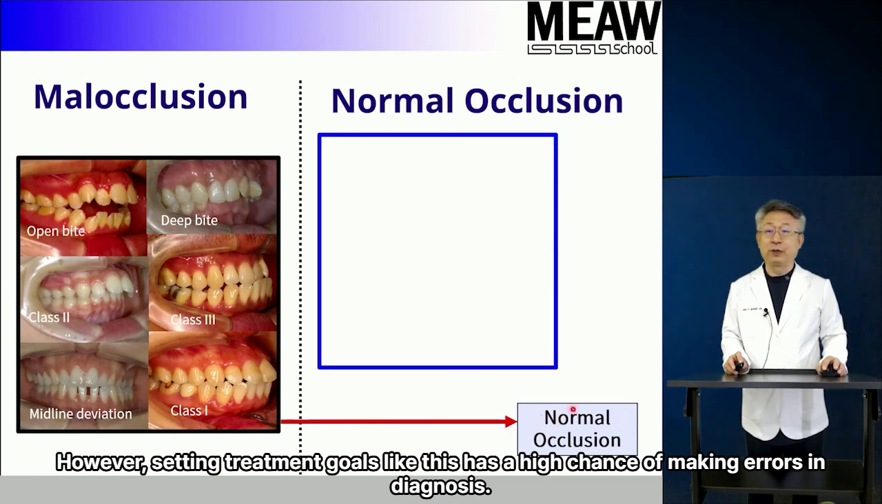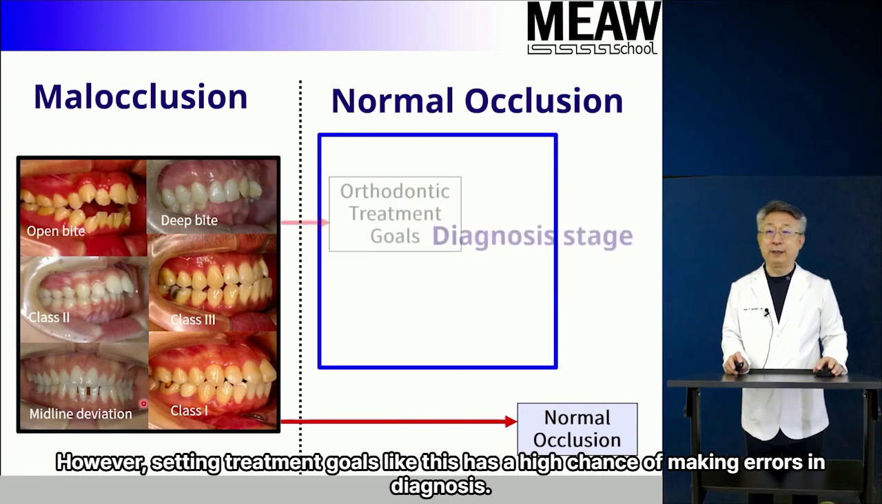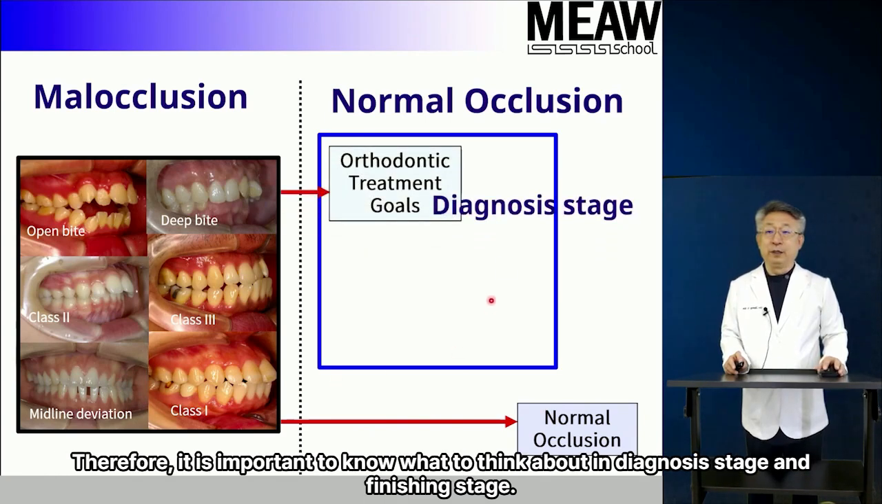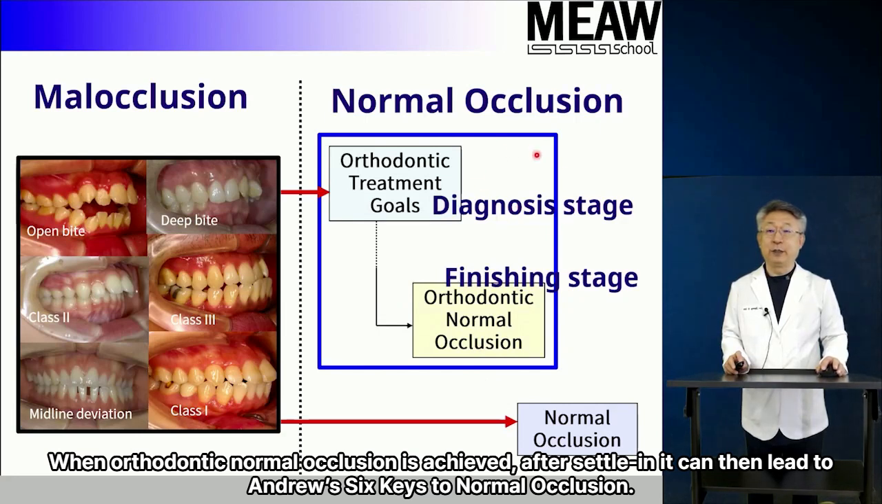However, setting treatment goals like this has a high chance of making errors in diagnosis. Therefore, it is important to know what to think about in the diagnosis stage and the finishing stage. When orthodontic normal occlusion is achieved after set-in, it can then lead to Andrew's 6 keys to normal occlusion.